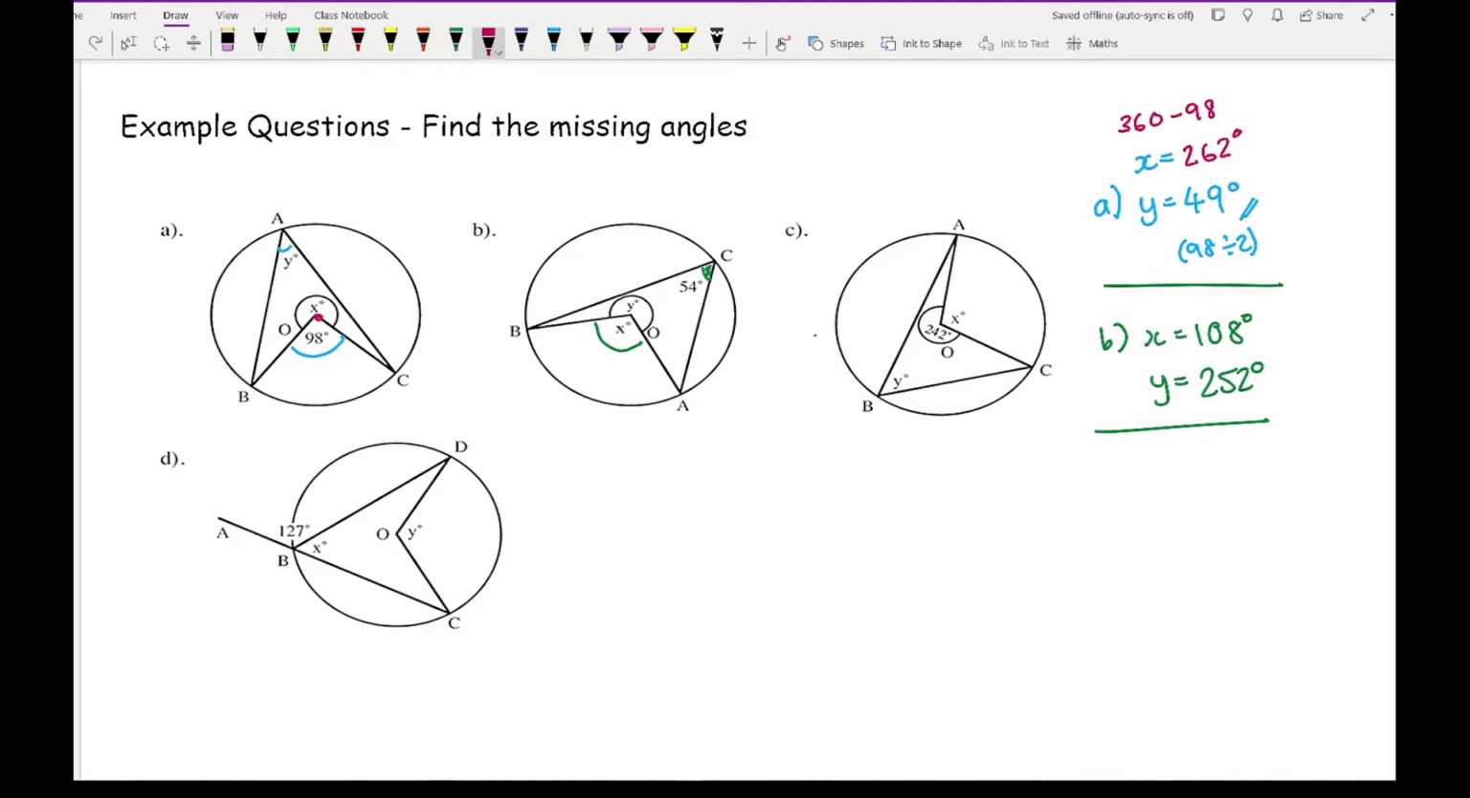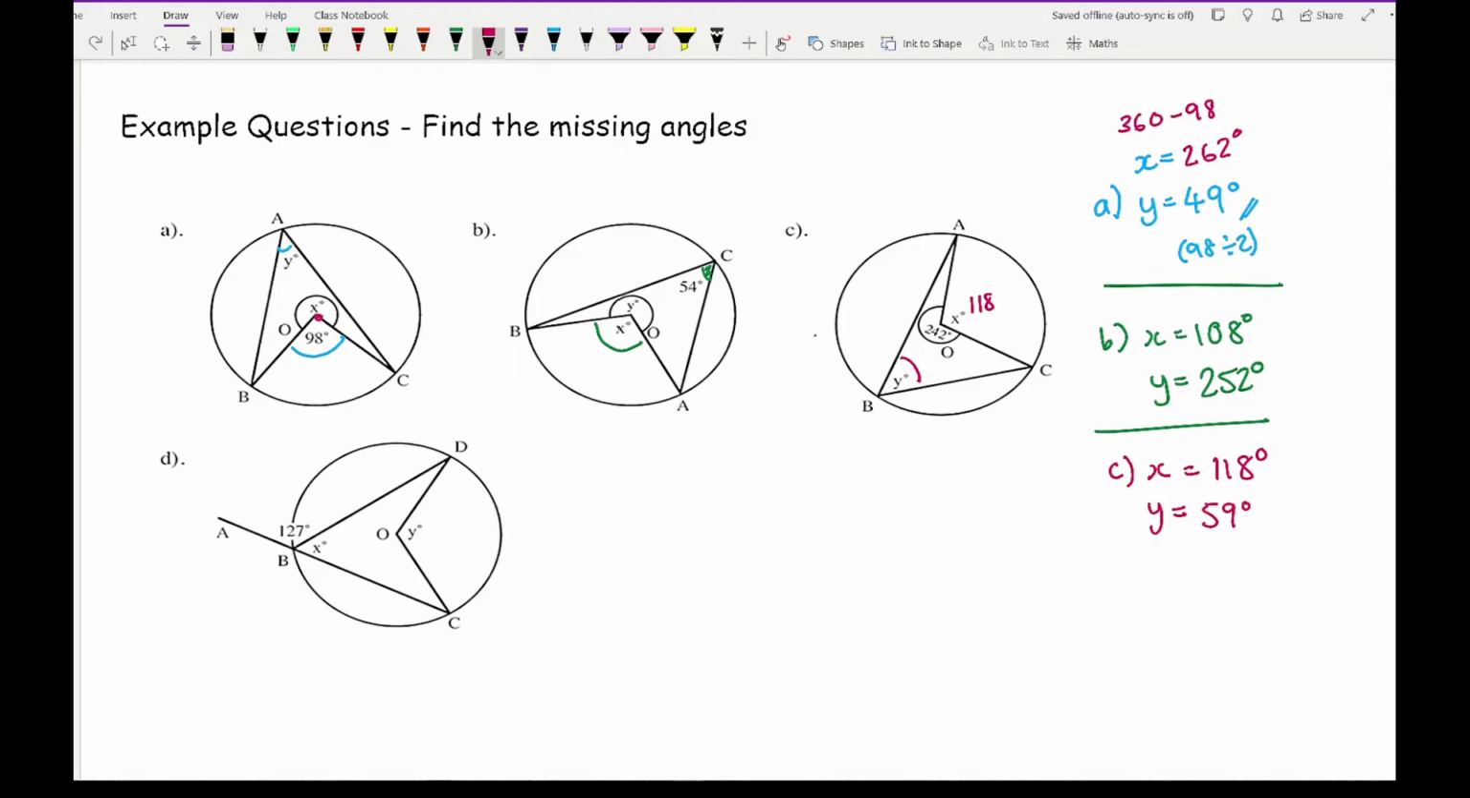So here with C, again, I'm going to work with x first. Now I know that x lies on the circle with that 242 degrees, so all I've got to do is 360 take away 242, and that gives me an answer of 118 degrees. Now to work out y, if that's 118, y is going to be half of that, so 118 divided by 2, which gives me an answer of 59 degrees.